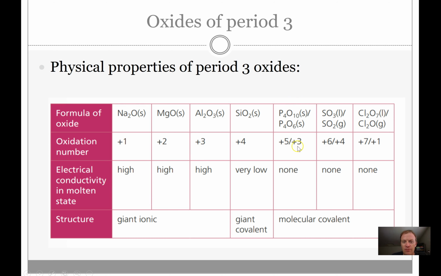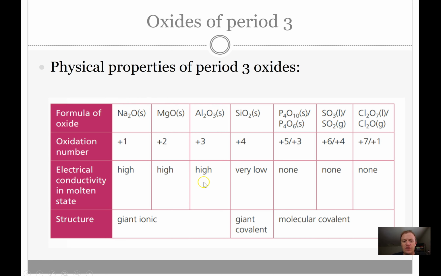So the oxidation number of the period 3 element, we should be able to do that from the redox unit, so that shouldn't be a problem. Electrical conductivity in the molten state. So again, if we think about what we've already learned and tie it into other things, ionic compounds do conduct electricity in the molten state. So sodium, magnesium, aluminum oxide are all ionic compounds, so they have high conductivity in the molten state.